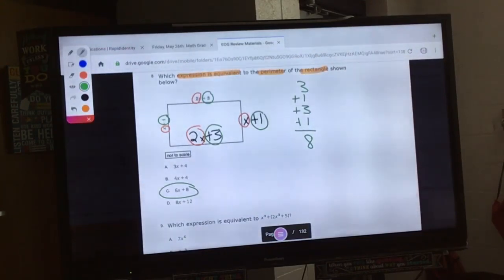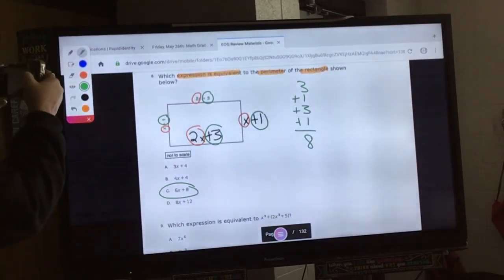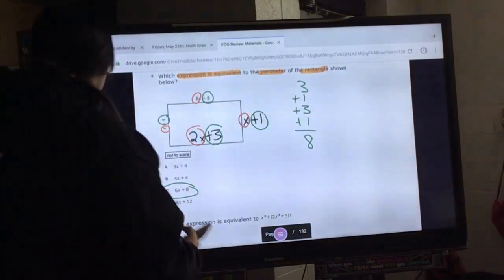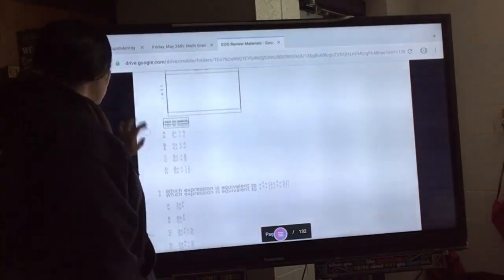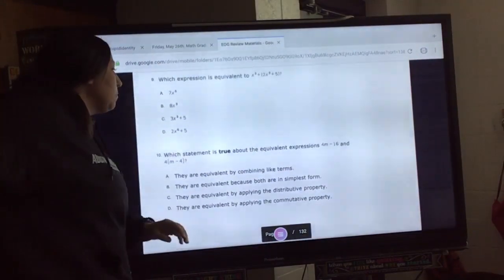Remember, EOG, you don't complete everything, it's okay. For your work, not for the questions, for your work. Sorry, said that wrong. All right, go to number 9.